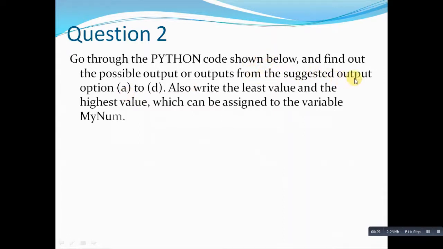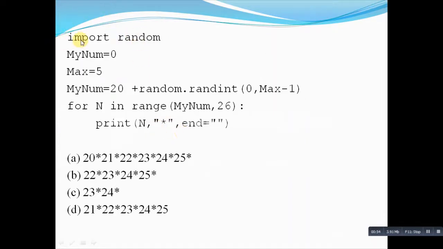From the suggested output, option A to D, also write the least value and the highest value which can be assigned to the variable minimum. So somewhere in the program minimum is given. You have to find out the minimum and the maximum value that is stored in it. So let us get into the code part of this one. So this is the coding. Here you can see that import random is given, minimum equal to 0, max equal to 5.